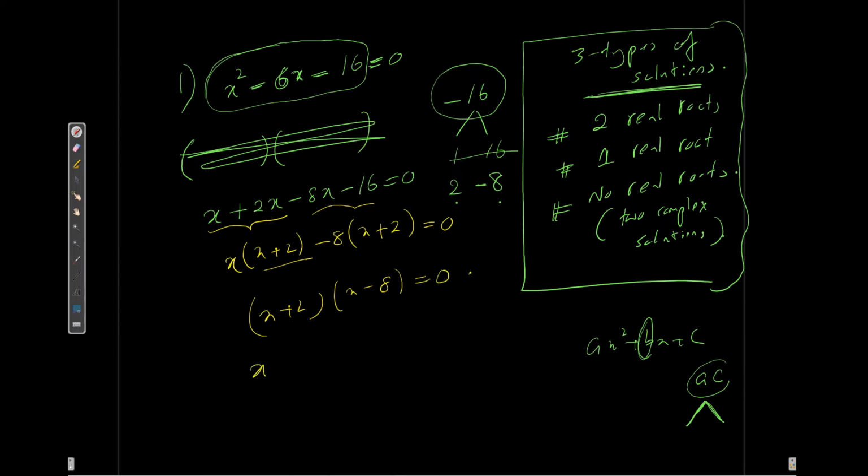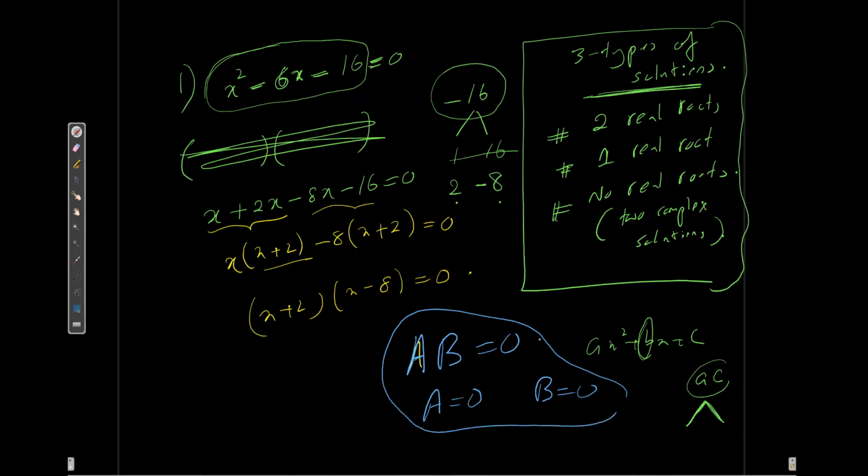At this point I have to explain something. When you have an equation like this, in general, if you have a times b equals 0, either a is going to be 0 or b is going to be 0, or both of them are 0. Using this simple fact, either x plus 2 equals 0 or x minus 8 equals 0, which gives us x equals negative 2 or x equals 8. So negative 2 and 8 are our solutions.